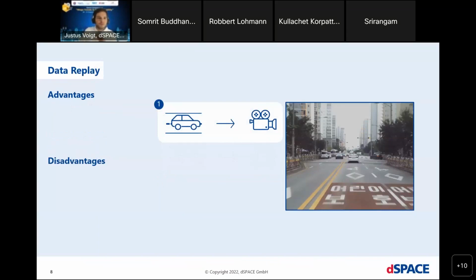So what if we record the sensor data from our real test drive? I'm talking about camera data, radar data, LiDAR data, and RestBus data. And we simply store it on a data storage at runtime. And when we are back in the lab, we can play back this data in real time and feed it to our algorithm as part of software-in-the-loop validation, or even to the complete ECU, including the timing behavior, in a hardware-in-the-loop environment.